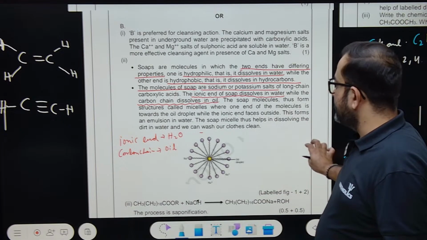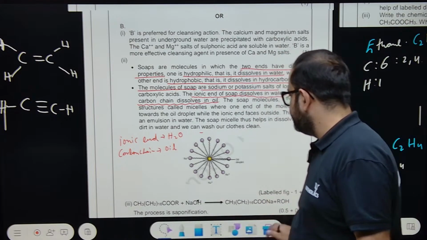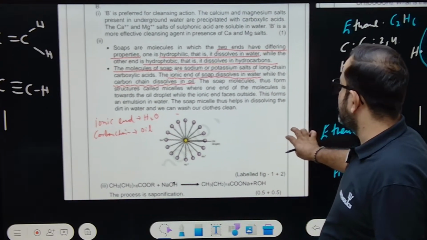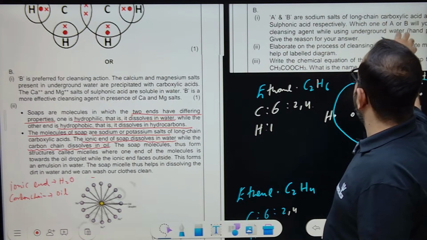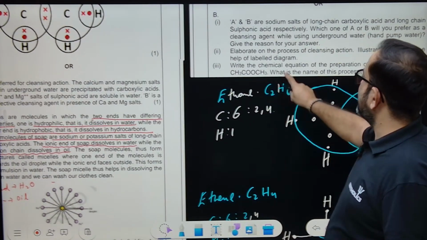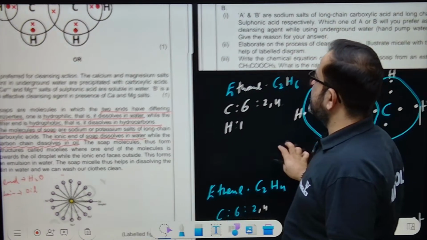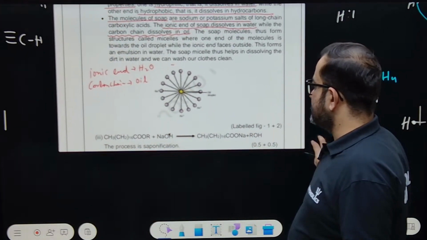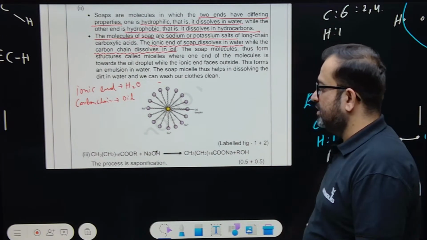Diagram of soap can come in exams, right? And the reaction for this is what? See, long chain carboxylic acid, long chain sulfonic acid. Write the chemical equation for the preparation of soap from an ester CH3COOC2H5. Just memorize this reaction.